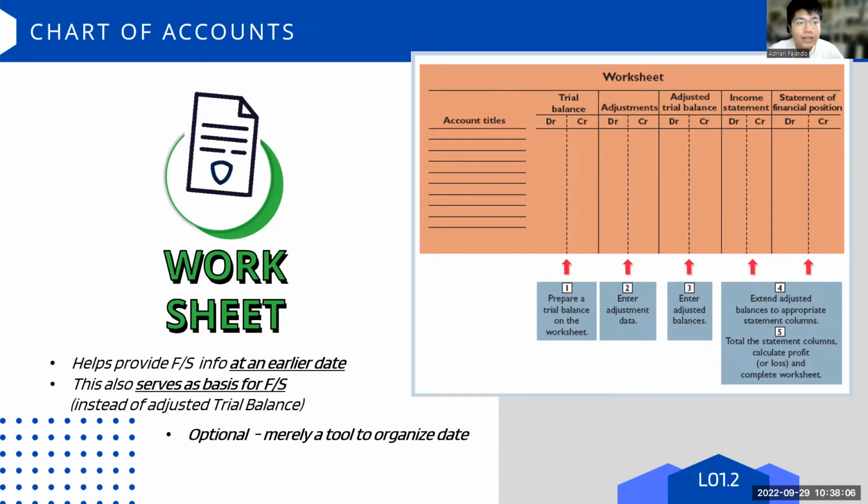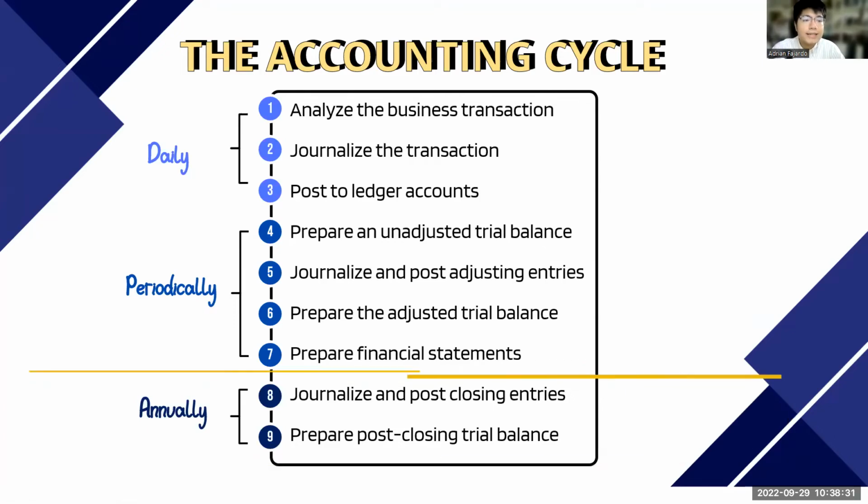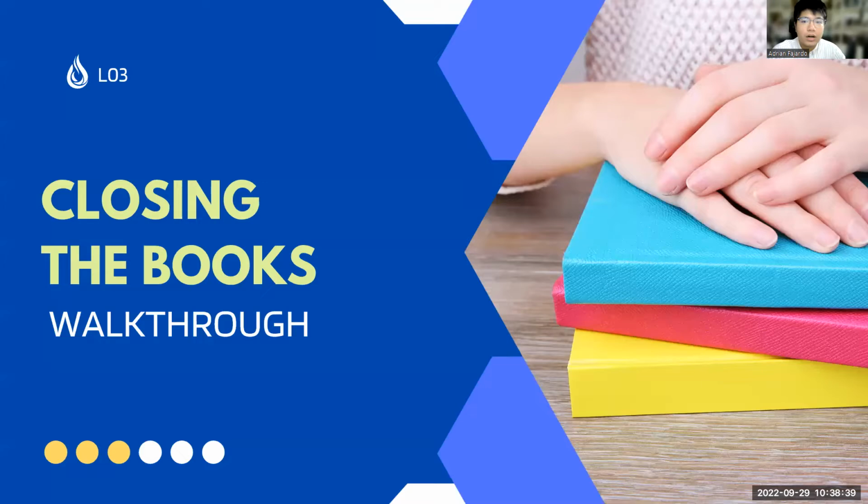But in the quiz or in the exam, if we ask you to create a worksheet, or if we request that your solutions come in the form of a worksheet, then please make sure that you know how to create one, because this is the more laborious part. So now that we're clear with the worksheet, we can focus on the remaining two steps of our accounting cycle, which are journalizing and posting our closing entries and preparing our post-closing trial balance. In essence, that falls under our deep dive called closing the books.